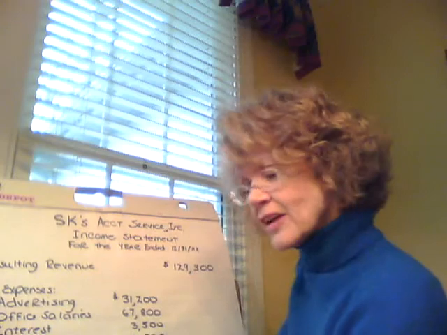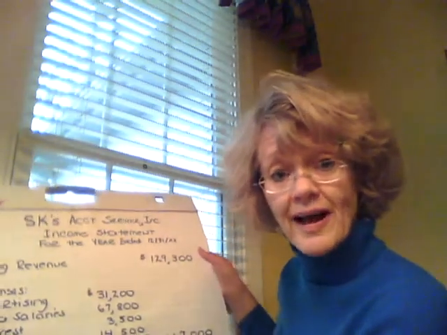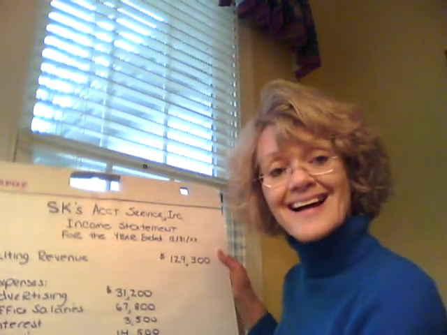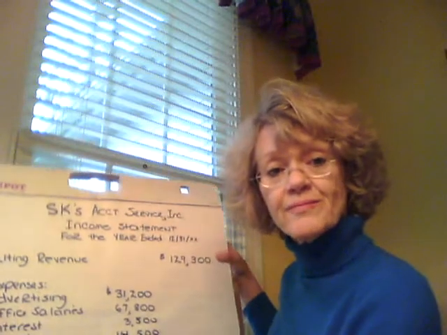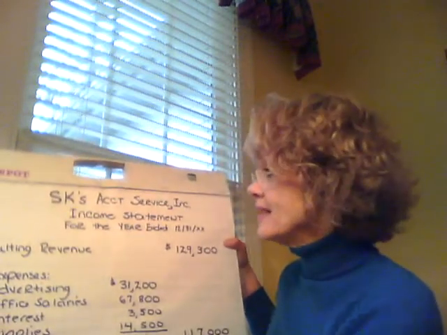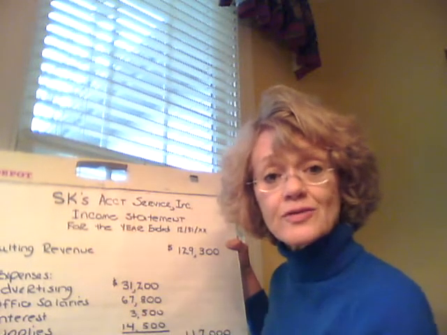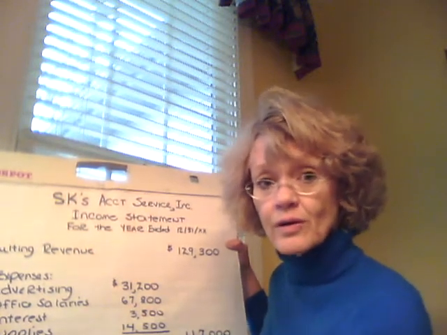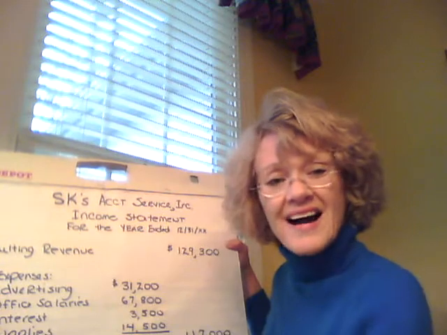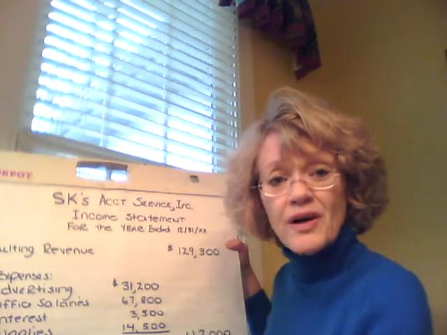And I put an easel, sort of, a piece of paper together. It looks sort of like my writing on the board in class. So it's SK's Accounting Service Incorporated. That's what I'm calling it. And this is the income statement. So you always want to do these three lines for your heading. Really critical to put the right heading. It won't tell your readers much if you don't.